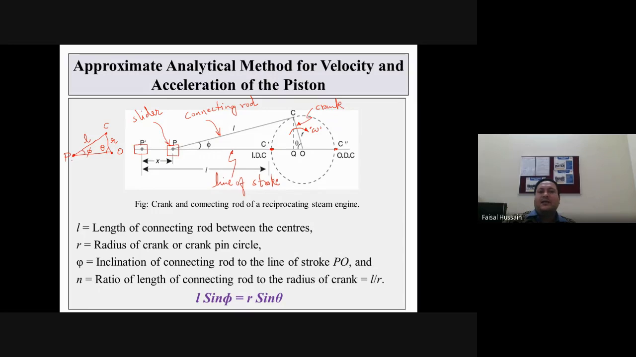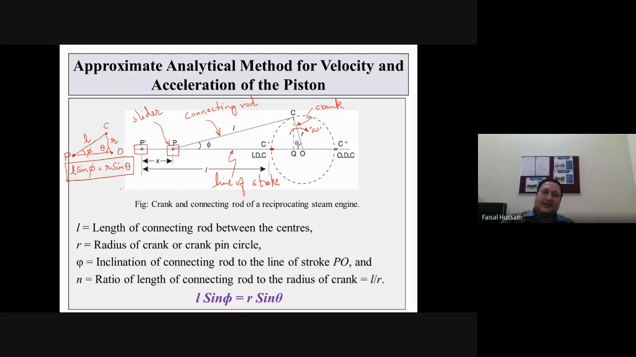If I apply the sine rule, then I can get the equation L sine phi equal to R sine theta. This is known as the sine rule. इसको बोला जाता है sine rule, like this. This sine rule is very important while solving the problems of dynamic linkages of mechanism.